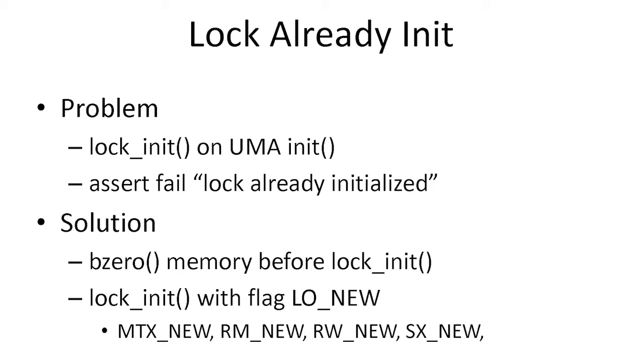The fourth problem I ran into is the lock already initialized assert. Because the UMA init function is usually used to init the lock, the object only needs to allocate and init the lock once, and use the lock many times. But if the memory you allocate happens to already have an initialized lock, you will run into this kind of assert.